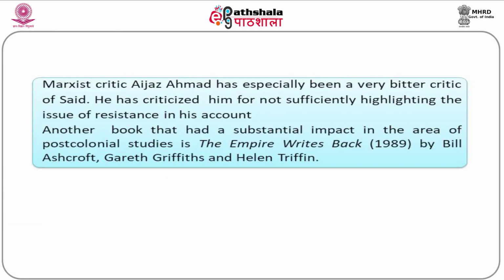Marxist critic Aijaz Ahmad has especially been a very bitter critic of Said. He has criticized him for not sufficiently highlighting the issue of resistance in his account. Another book that had a substantial impact in the area of post-colonial studies is The Empire Writes Back by Bill Ashcroft, Gareth Griffiths, and Helen Tiffin.